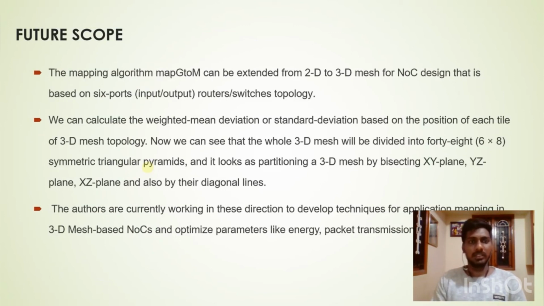Then the future scope. What is the future scope? How can we extend this map G2M to another level? We have done 2D mesh. 2D mesh means XY only, X-axis and Y-axis. 3D mesh means the Z-axis also comes under that. But it may involve different transmitters, because each core has routers and switches, the topology, everything will be done.